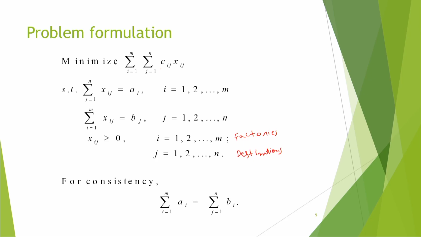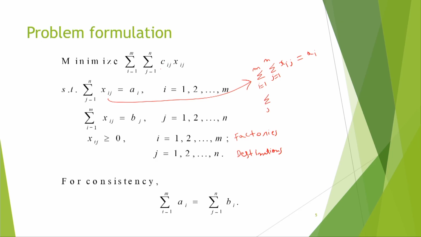So for consistency, if we have written the equation like that, it is obvious that the sum over i equal to 1 to m of ai should be equal to the sum over j equal to 1 to n of bj. It is obvious because of the way I have written it. Instead of ai, I can write sigma j equal to 1 to n xij. This will be ai, and if I want to write bj, that is j equal to 1 to n.